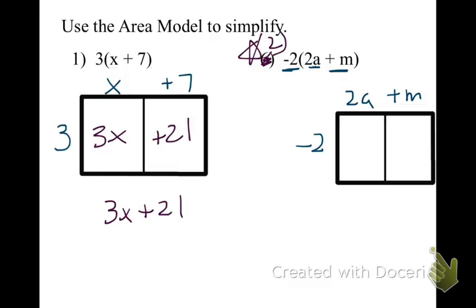So now I multiply. So what's negative 2 times 2a? Well, negative 2 times 2a is negative 4a. Then what's negative 2 times a positive m? Ends up being a negative 2m. Now, can I combine these together any further? No, I cannot. So my answer ends up being negative 4a minus 2m.